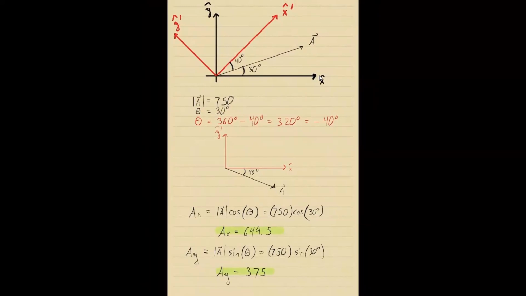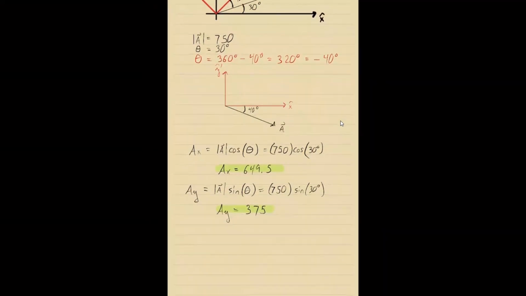We've seen that before. But now we've got this tilted coordinate system, x prime and y prime, and we need to figure out the x and y components of A in this new coordinate system. That's not too bad. We don't really have to change anything. The hardest part about this was figuring out this angle, the angle between our new x-axis, this x prime axis, and our vector A. Once we have this angle, the method is still the same.